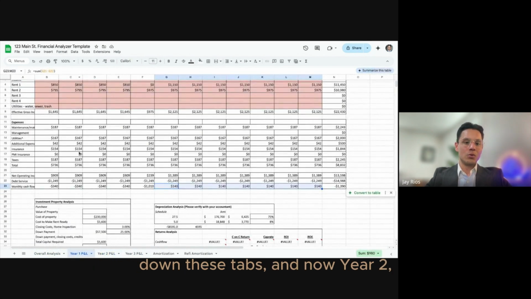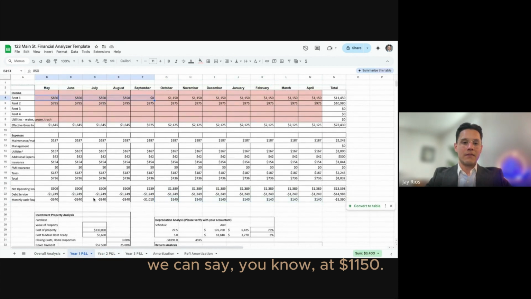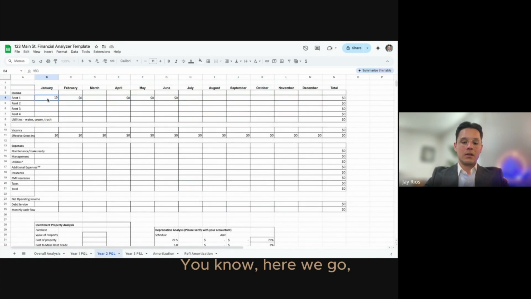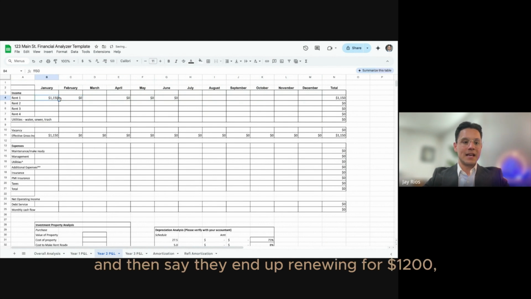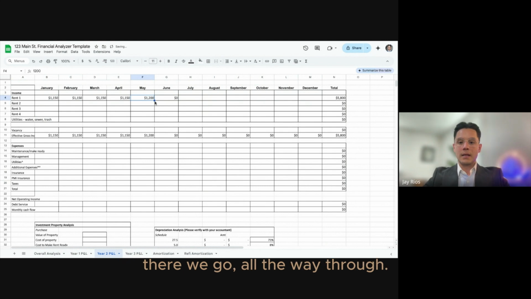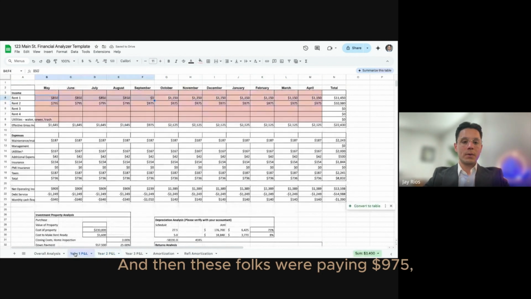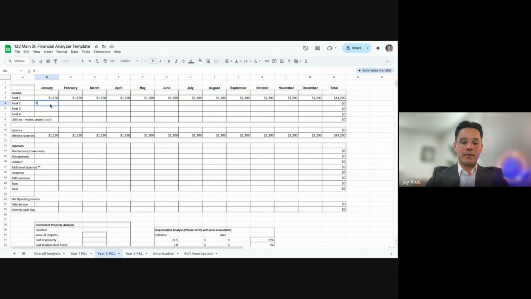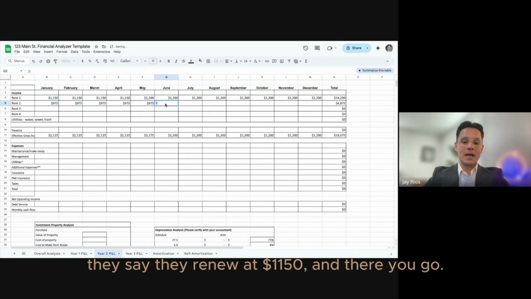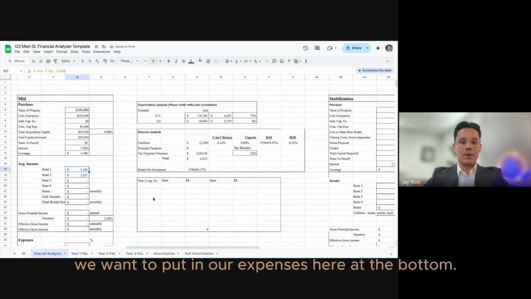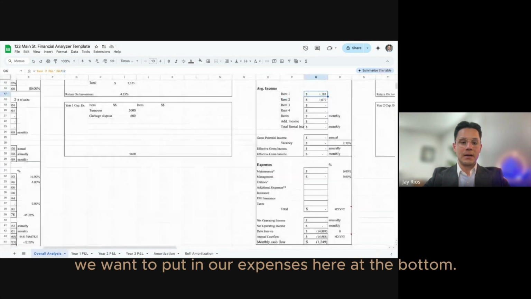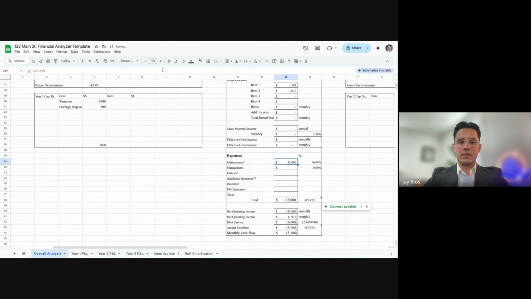And now year two, we can say, at 1150, here we go. We put it in here, and then say they end up renewing for $1,200. There we go. All the way through. And then these folks were paying $975. And then if you extend it, they say they renew at $1,150. And there you go. And then once again, we want to put in our expenses here at the bottom. Let's see, 10% here.